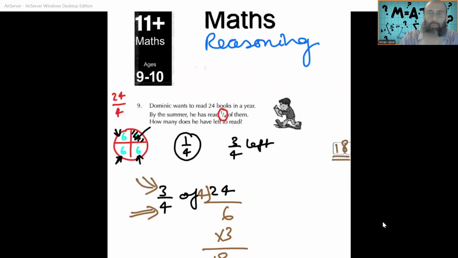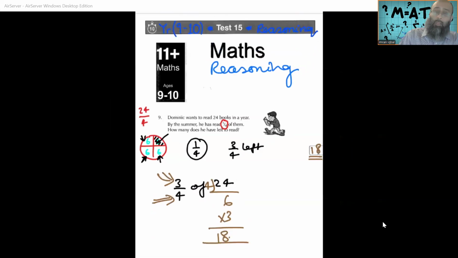Okay, this is where the students are slipping up. They see the quarter and they start running with the quarter and they'll put 6 as the answer. And they'll forget the last line, how many does he have left? So we have to interpret the quarter, meaning quarters being consumed, 3 quarters left to be read, 3 quarters of 24 is 18. I hope that helped.